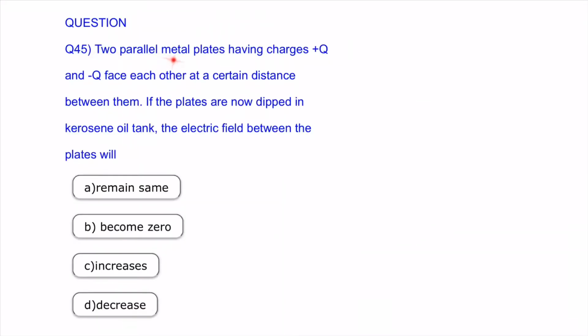Two parallel metal plates having charges plus Q and minus Q face each other at a certain distance between them. If the plates are now dipped in a kerosene oil tank, the electric field between the plates will, and these are the options. We already know that the electric field between two parallel plates carrying opposite charge is sigma by epsilon 0. Now when we dip the system into kerosene, the new electric field will be sigma by epsilon.